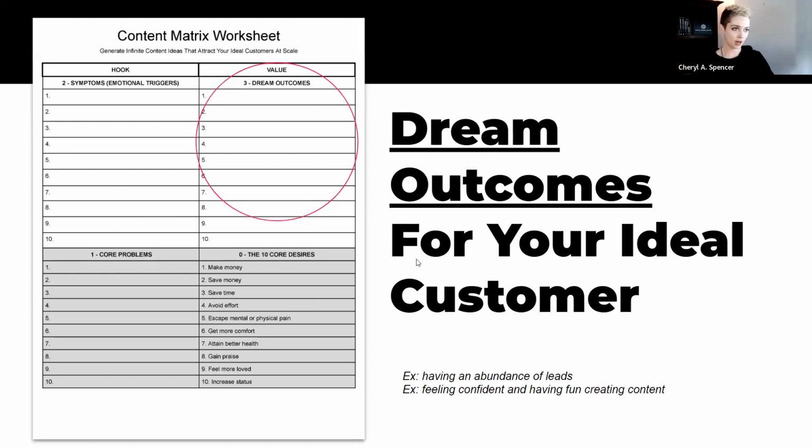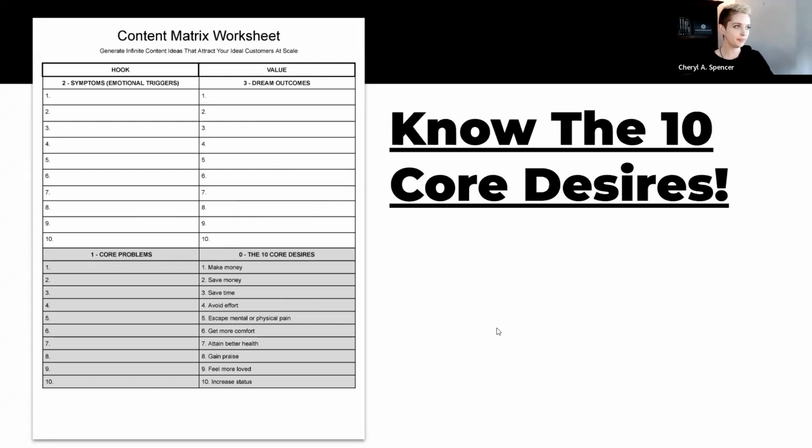And so try to come up with a list of all 10 and brainstorm that, because that's going to be really helpful. And the fourth part of this sheet is to know actually the 10 core human desires. And these are true across the board for everybody. So the core problems are going to be specific to your ideal customer avatar, but the 10 core desires are always there for everybody, right? And so you want to know what these are.